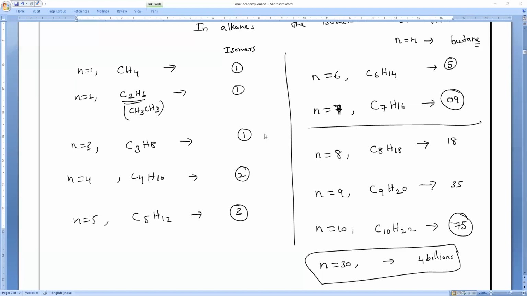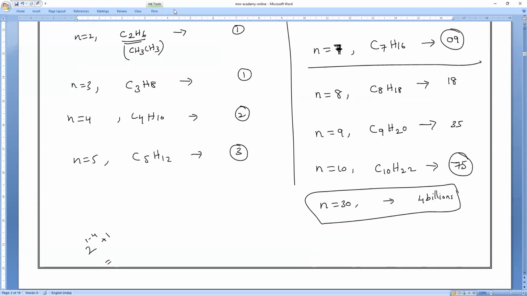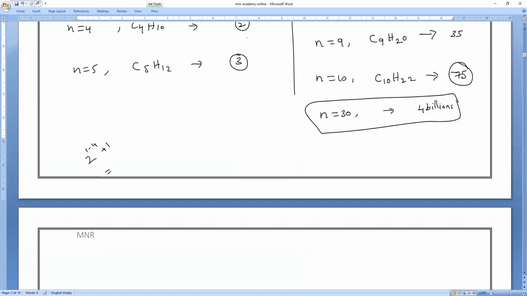So there is no general formula for the formation of isomers. Keep it in mind, up to n equals 7, with some observation, we have formed a general formula. The general formula works for n less than or equal to 7. For n greater than 7, there is no general formula. Please remember.